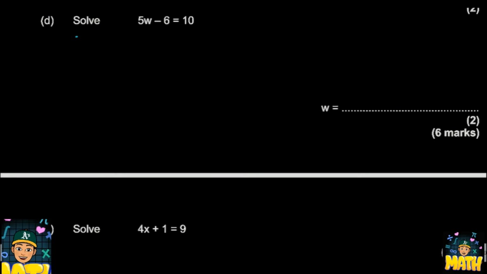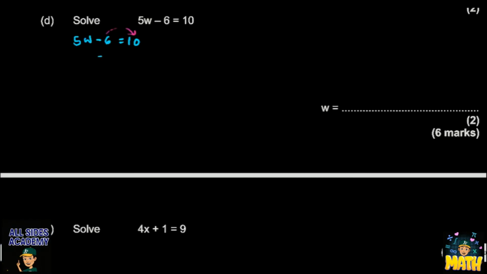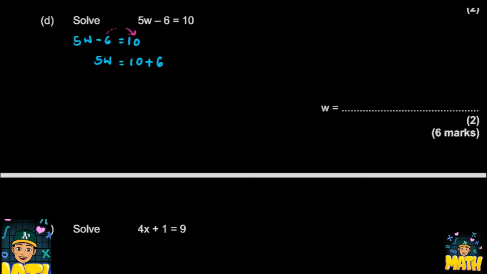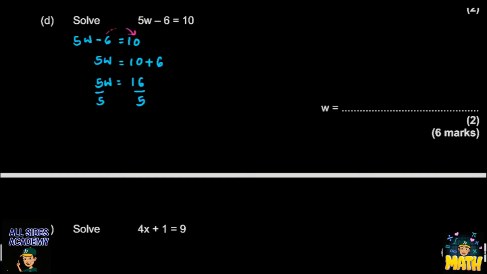Solve 5w minus 6 equals 10. Another two-step equation. I take the negative 6 to the other side, so it changes and becomes positive. 5w equals 10 plus 6. So 5w equals 16. When I divide by 5 on both sides, the two 5s cancel out so that I remain with w.